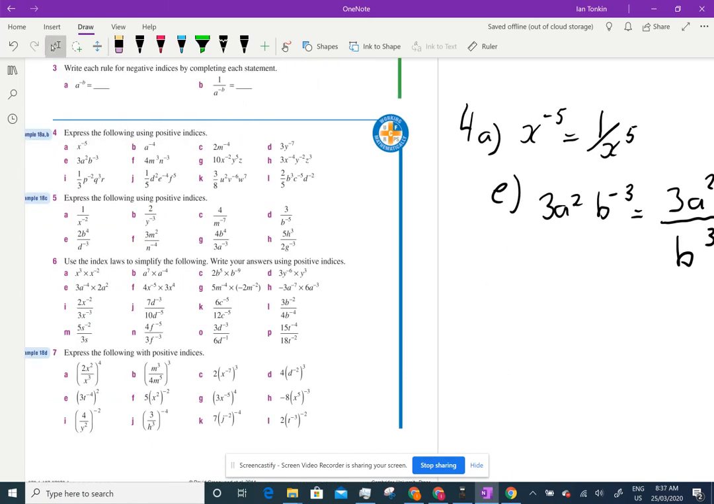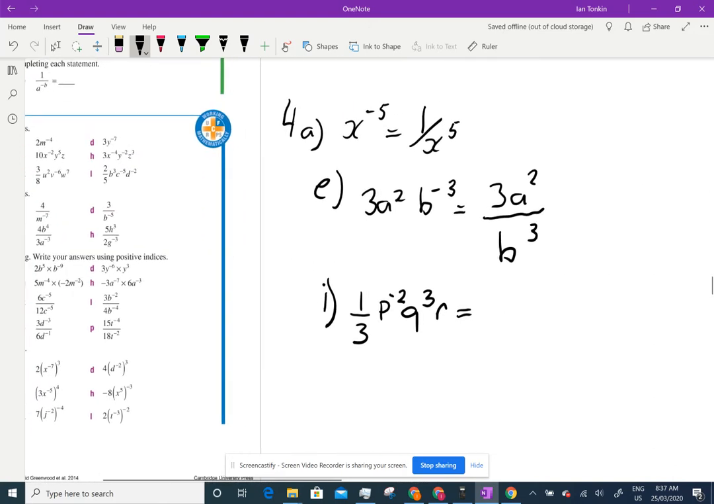So now in i, I've already got a fraction. So I've got 1/3 p to the negative 2 q cubed and r. Well, I'll leave the third alone. I'm going to write a big fraction, because that p's going down below, because I've got a negative, it goes underneath. The q stays up there and the r stays up there.